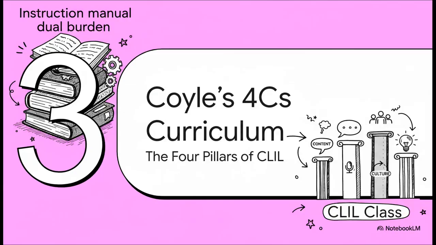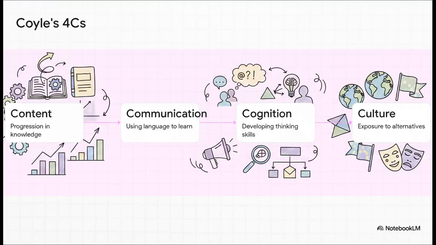All right, Section 3, Coyle's 4Cs curriculum. These are the 4 pillars of a successful CLIL class. To make this work, there are 4 essential pillars you need to integrate. First up is content. That's your clear progression in knowledge, skills, and the actual understanding of your specific curriculum. Second is communication. Simply put, this is using language to learn while simultaneously learning to use the language, right?